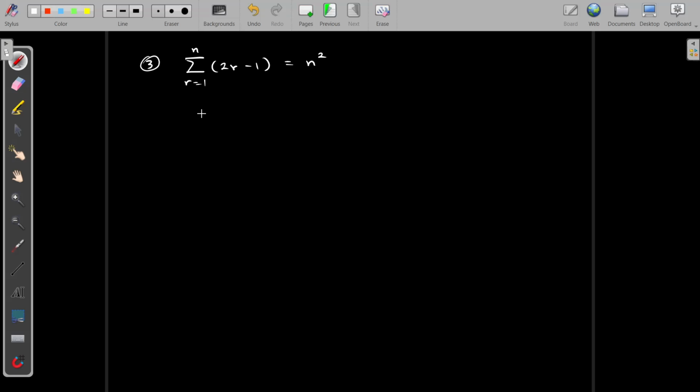So when n is equal to 1, left hand side is equal to 1, right hand side is equal to 1 squared, which is 1. So left hand side is equal to right hand side. True.